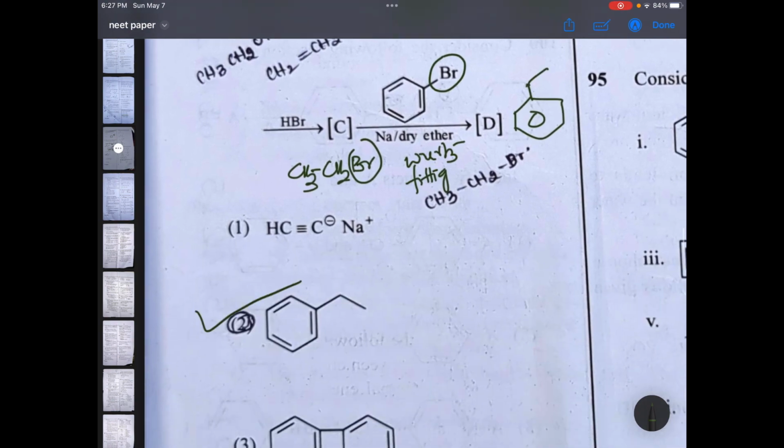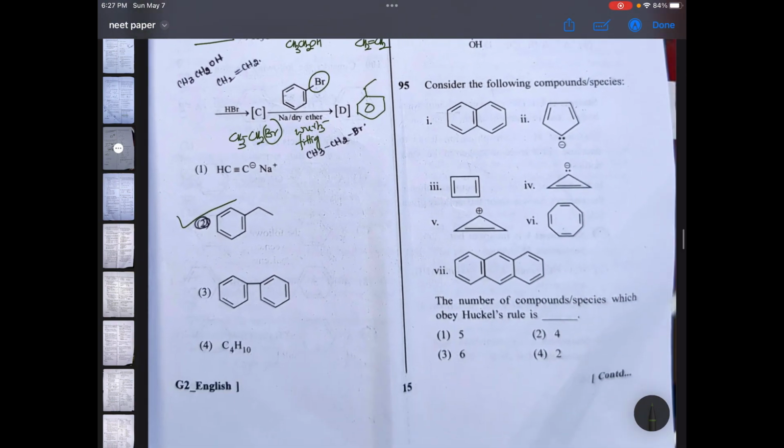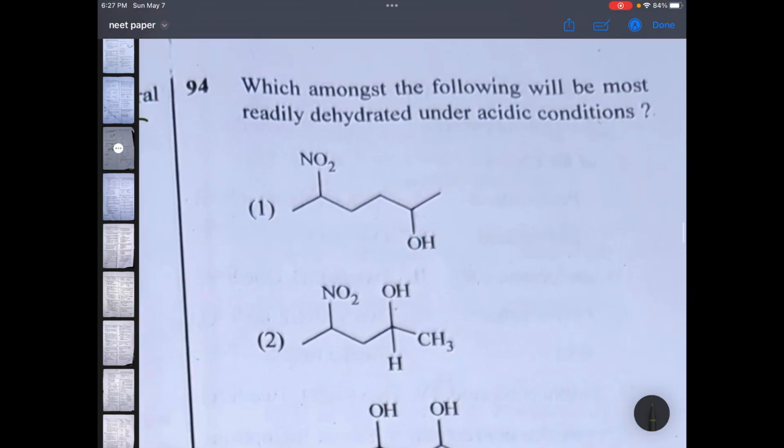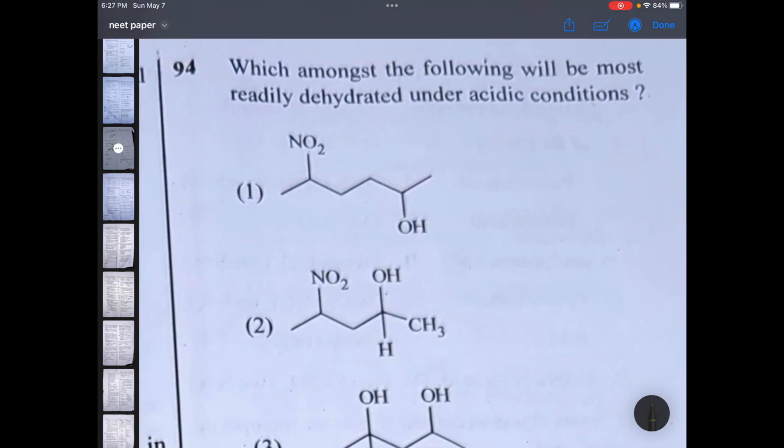So the answer is right. This is a student paper. I think she did well. You will be a doctor, baby.